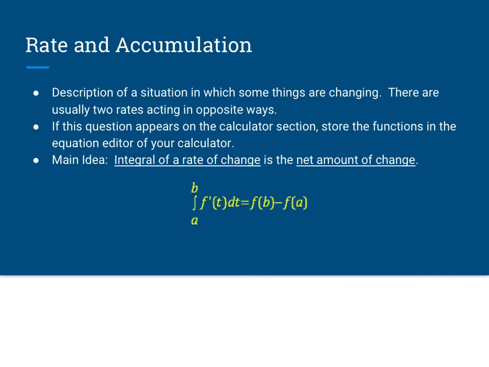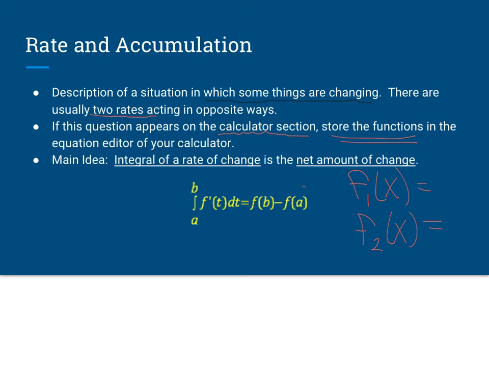So first of all, you're going to notice most of the time it's a situation in which some things are changing. And usually there are two rates, one coming in, one going out. Many times this will occur in a calculator section. Make sure that if you see this occurring, you take the functions that are given to you and store them in, for example, f sub 1 of x, store one of the functions, and store the other in f sub 2. Because once they're stored, then you will not make calculator errors.